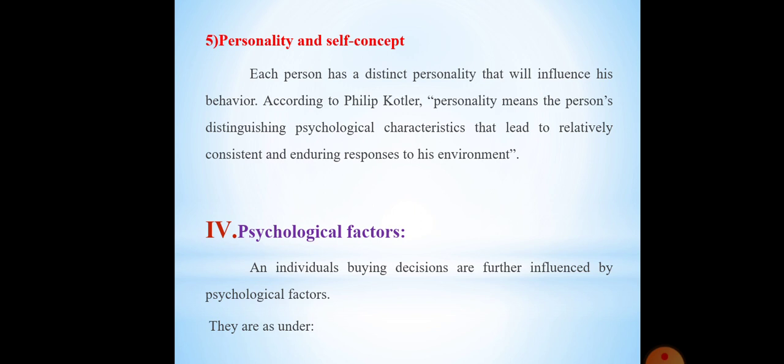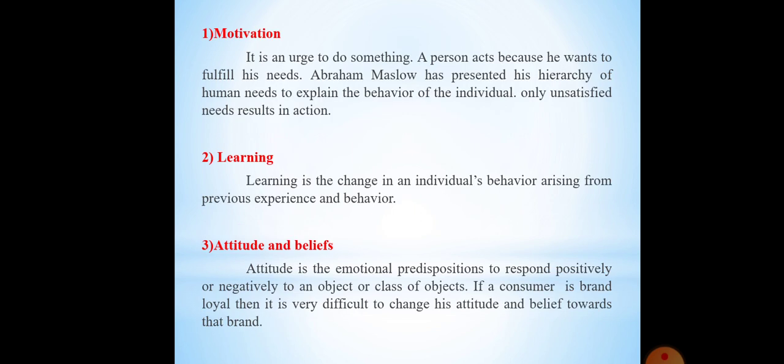They are as under: motivation. It is an urge to do something. A person acts because he wants to fulfill his needs. Abraham Maslow has presented his hierarchy of human needs to explain the behavior of the individual. Only the unsatisfied needs result in action. Motivation is an urge to do something. Maslow explained the hierarchy of human needs, in which he explained that if lower level needs are satisfied, the consumer aspires for the satisfaction of higher level needs.